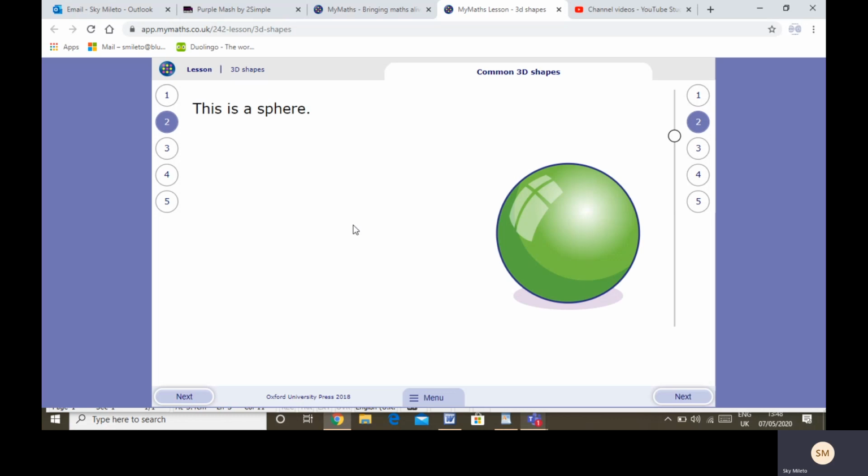Okay, so look at this one. This is a sphere. Think about it. There's one curved surface. The curved surface is the face. There's one face. Does it have any edges? Does it have any vertices? Nope.